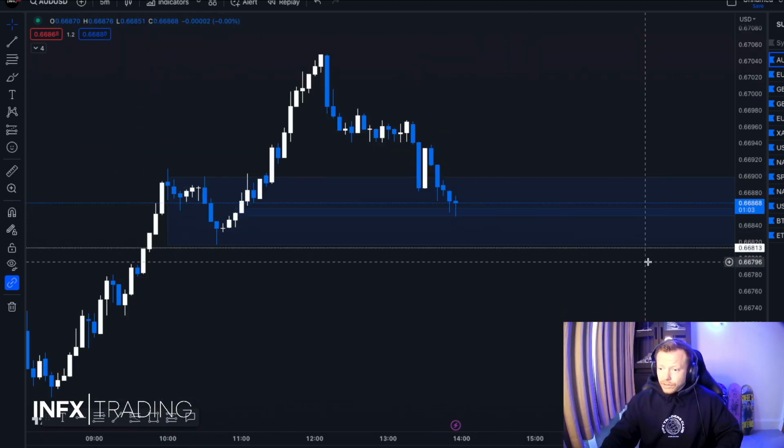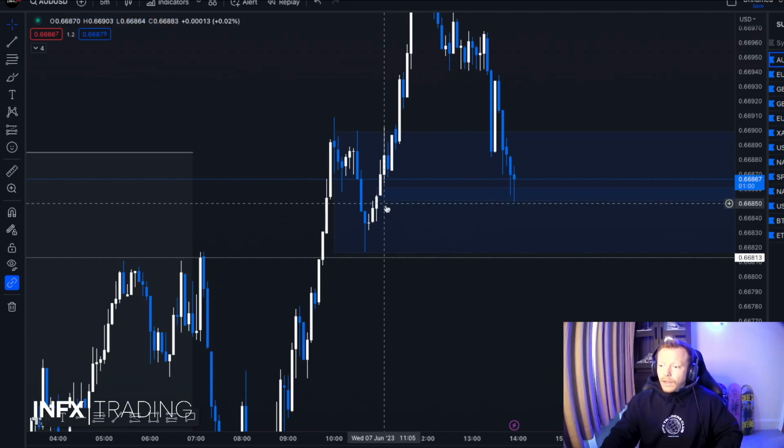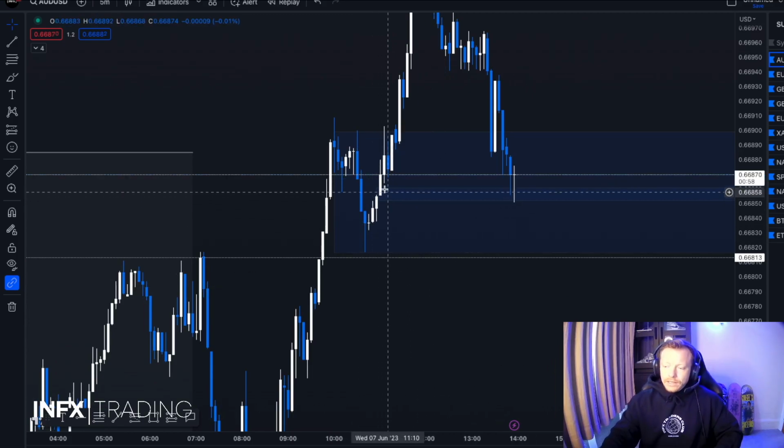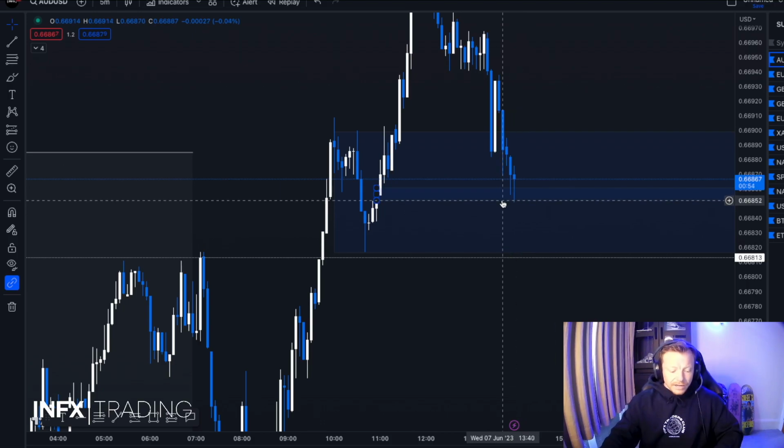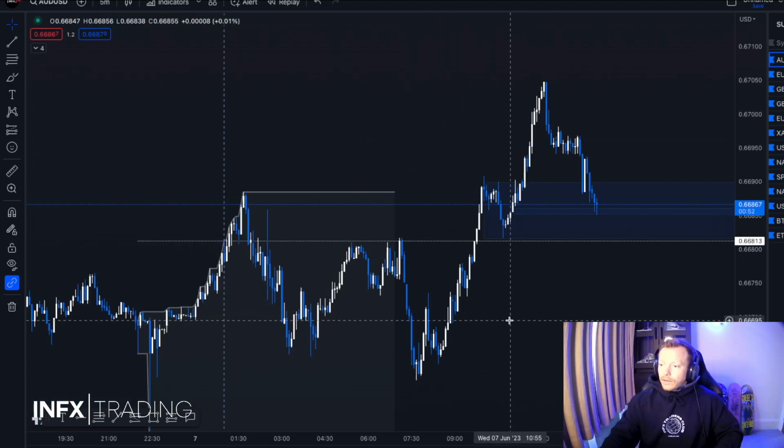Now if we go down to the lower time frames, I had our fair value gap drawn in here. This is found on the 1-minute chart, and as you can see, we've just taken out that fair value gap now. So all of our rules are met.